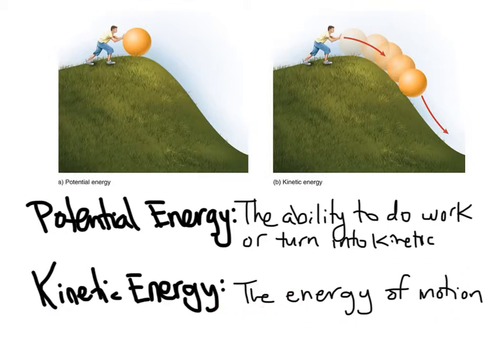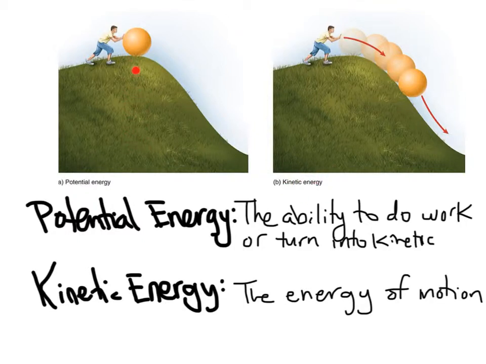So this is the classic example: there's a mountain and then there's a big rock. This looks more like a yoga ball, but whatever. When the rock is up at the top of the hill, it has potential energy because if it's given a little nudge, it will start rolling down and speed up and speed up. So it has the ability to gain or turn into kinetic energy. It will speed up as it rolls down the hill. Once it's moving, it then has kinetic energy.